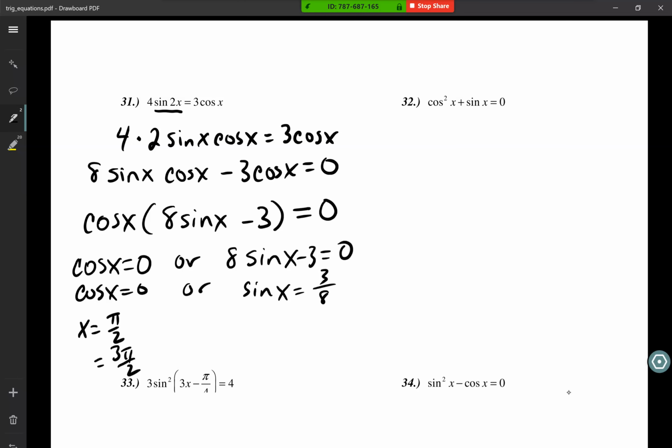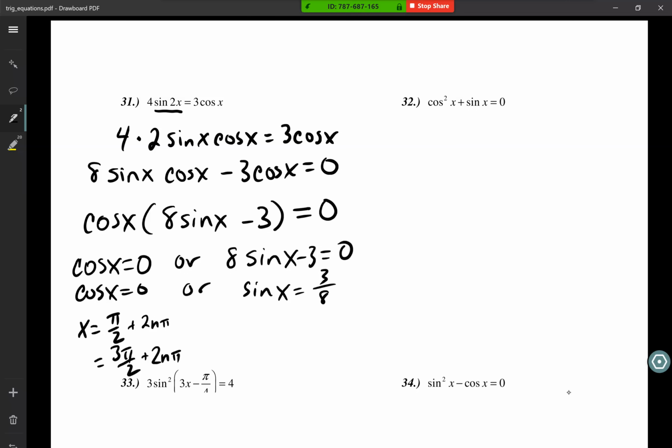And then again, if we want all solutions, we could add the 2n pi in here. That just depends on the directions for the problem. If the problem says find the general solution or find all solutions, you'll put in the plus 2n pi on there. If the problem just asks for the solutions from 0 to 2 pi, you'll just use the pi over 2 and the 3 pi over 2.